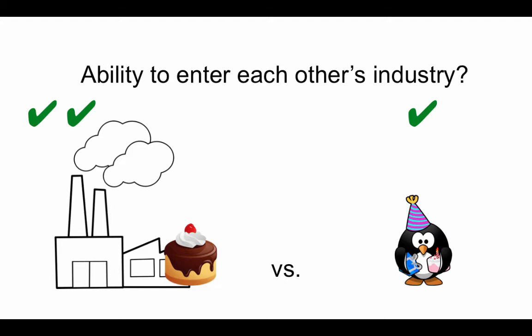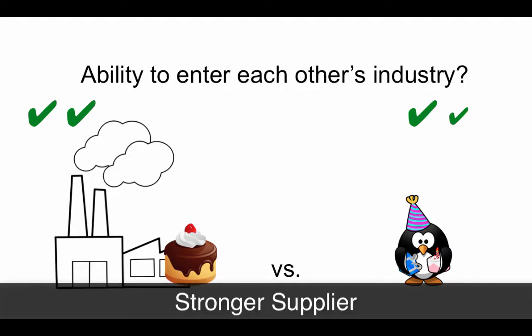And this last question isn't as relevant, but could they enter each other's industries? The only way this might apply here might be if the consumer decides to bake their own cake at home. So I'll give that a half-size tickie. So overall, the amount of bargaining power in this analysis tends to somewhat favor the bakery.